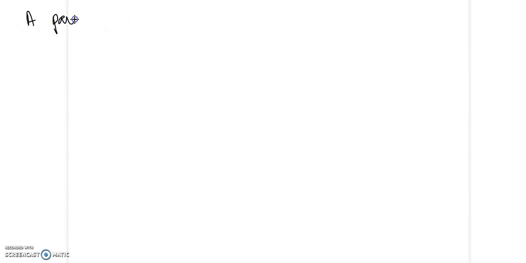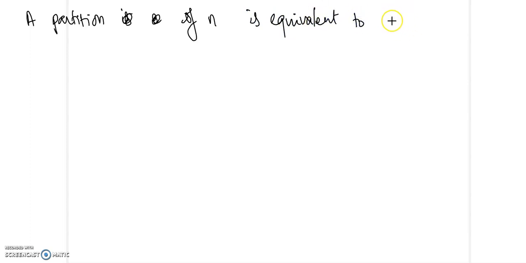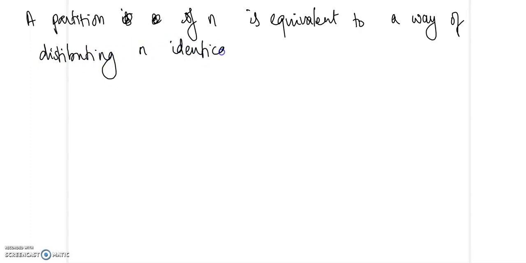So a partition of n is equivalent to a way of distributing n identical objects to n identical boxes with empty boxes allowed.